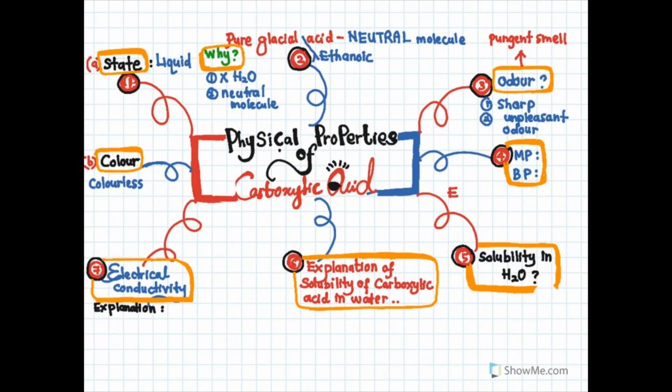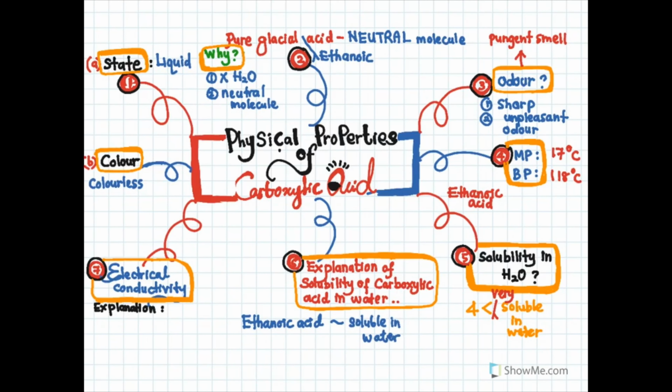One example of carboxylic acid is ethanoic acid. Ethanoic acid has a boiling point of 118 degrees Celsius, while the melting point is 17 degrees Celsius. Carboxylic acid that has 4 carbon atoms or fewer is very soluble in water. So, ethanoic acid is soluble in water. Ethanoic acid also can conduct electricity because it has, number 1, free moving ions. So, it can carry the charge.